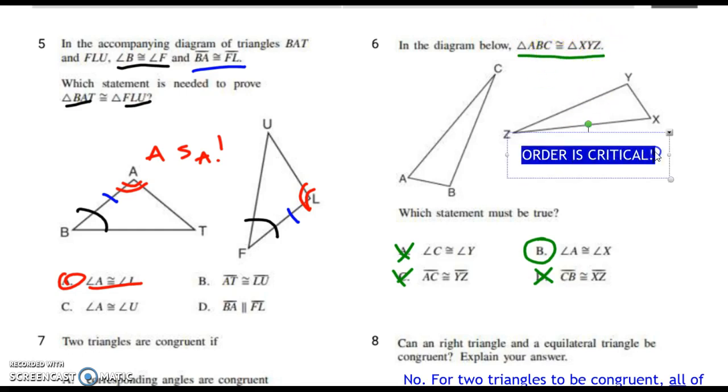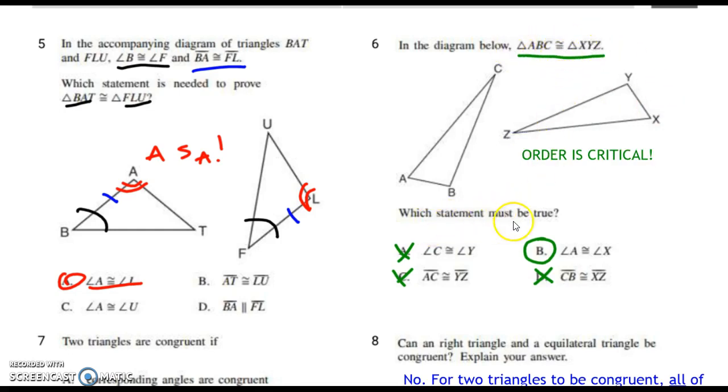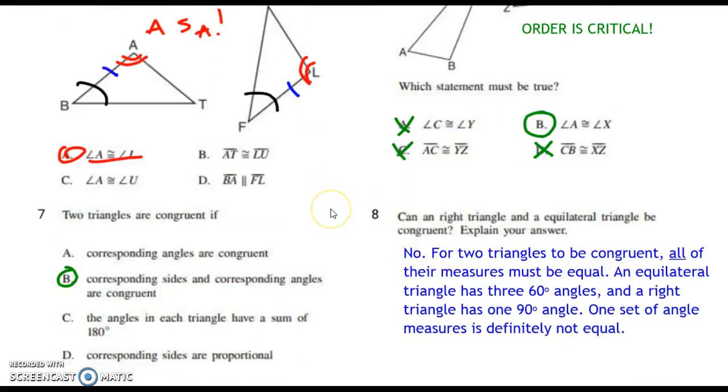Order is critical when we're talking about congruent statements, which this is, a congruent statement. Which statement must be true? Well, I know that A is the first letter here. X is the first letter here. That may seem trivial, but in geometry, when you write a congruent statement, order is critical, which means the letters are in the correct order. They all correspond to each other.